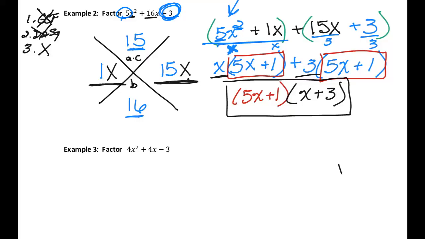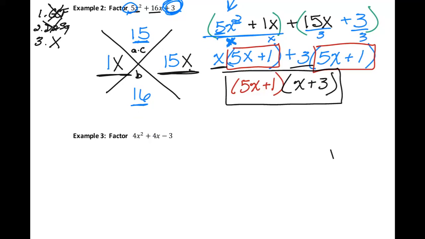Another trinomial where a is greater than 1. So 4x squared plus 4x minus 3. What's my smallest coefficient? Well, first of all, I should go through GCF. Do I have a greatest common factor? Well, let's see. I got 3. Does 3 divide into 4 evenly? No. Do I have an x in each term? No. So it's not that. We know it's not a difference of 2 squares. So we are doing the x.